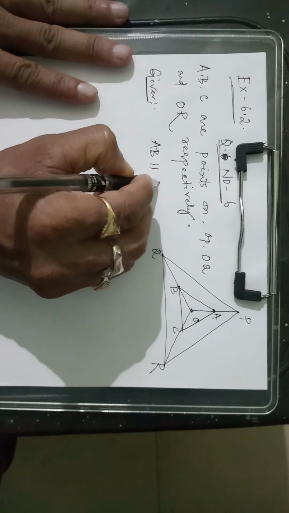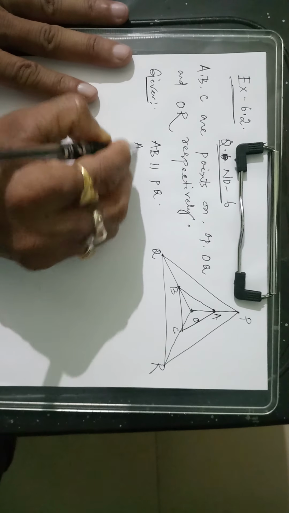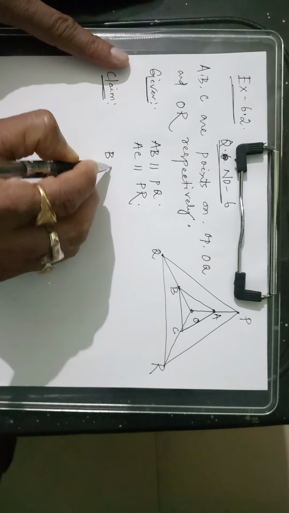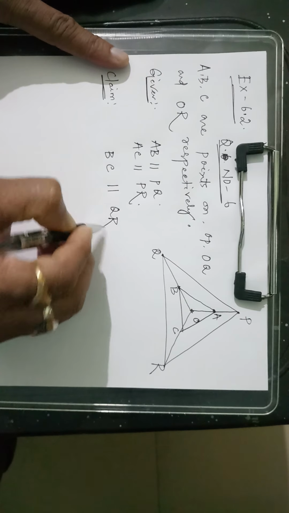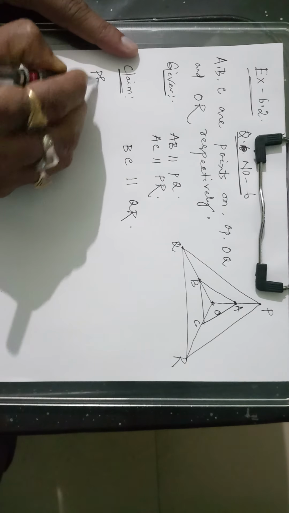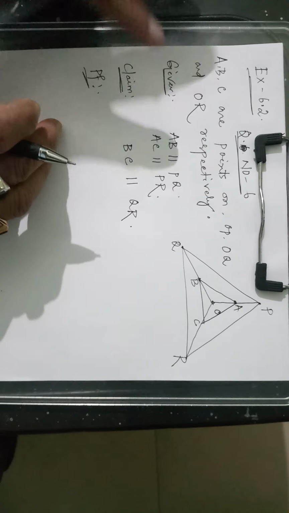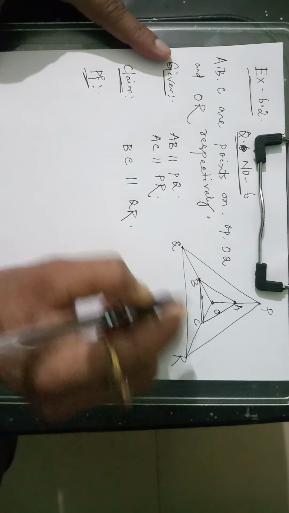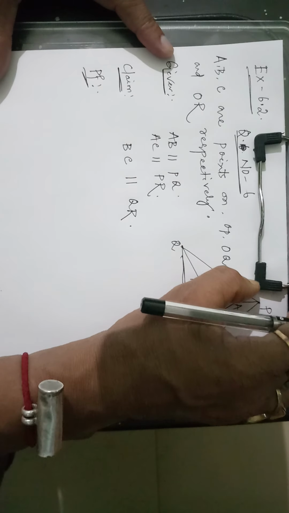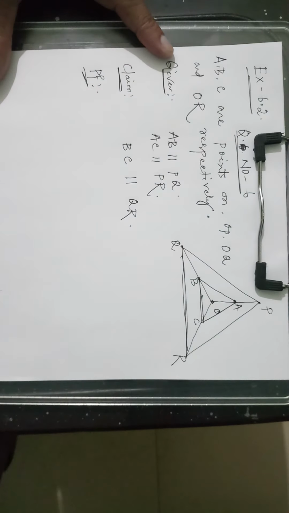such that, given, AB is parallel to PQ and AC is parallel to PR, and you have to prove the claim that BC is parallel to QR. Okay students, that is what you have to prove here: BC parallel to QR. Before this you have to use theorem 6.1, as parallel lines are given. When parallel lines intersect the other two sides, then the other two sides are divided in the same ratio, what you have learnt in theorem 6.1.